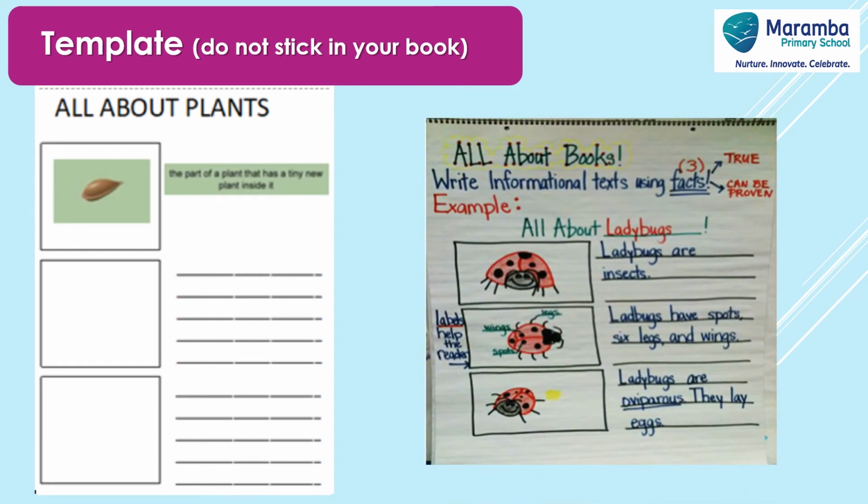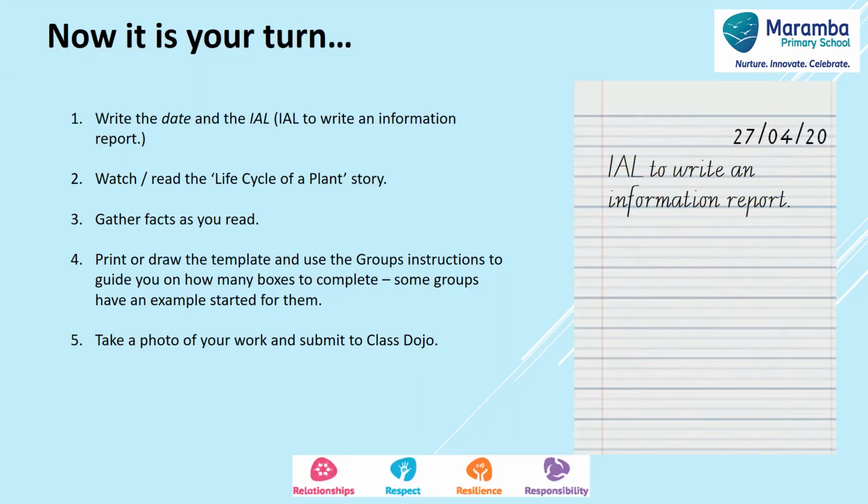Don't forget, this is what it's going to look like in the end. So now it's your turn. Write the date at the top in the IAL. Watch and read the life cycle of a plant, the story, if you need to again. Gather any more facts that you need. Print or draw the template and use the group instructions on the next page to guide you on how many boxes you will need to complete. Some groups, as I said, have an example started for them. Take a photo of your work and then submit it on Class Dojo.